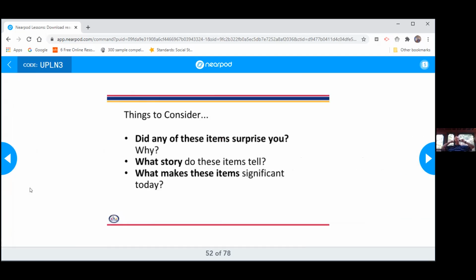Okay, so some things to consider. Did any of these items surprise you, and why? Feel free to unmute and let me know. Did any of the images surprise you?